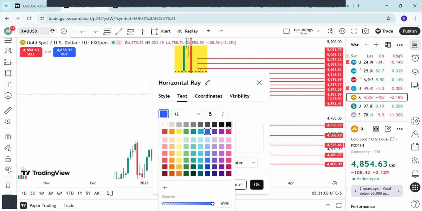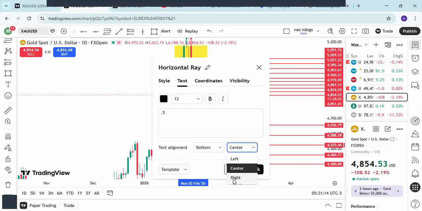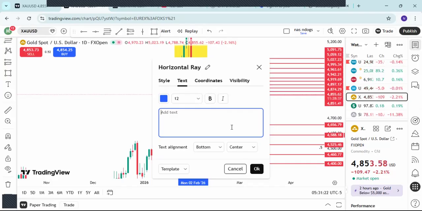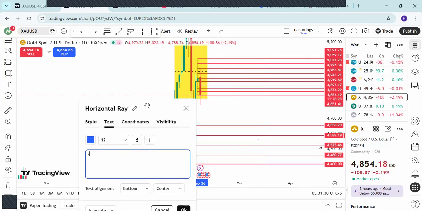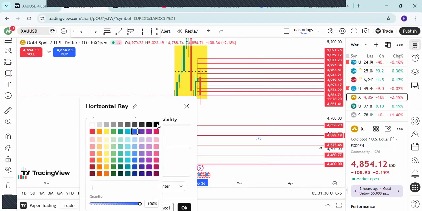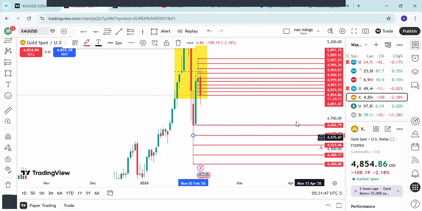Of course, we're gonna label these wicks like this, 0.5, right? Well, in black, black is beautiful. There we go. Okay, let's put it on the right. 0.5 of the wick. Probably right is day 2, 2 February. So here you're gonna be 0.5, 0.75, right? And then you're gonna go black. Then you're gonna bring this up here and go on the right. There we go.